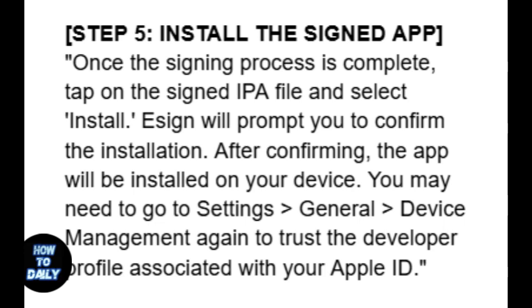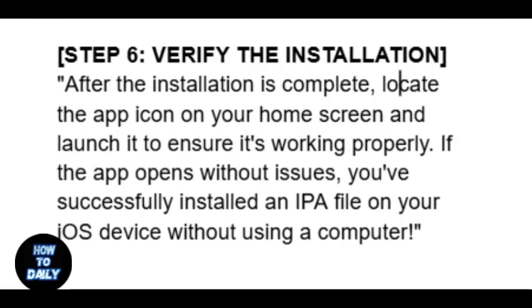Now after the installation is complete, locate the app icon on your home screen and launch it to ensure it is working properly. And that's it. You've now learned how to use eSign to install IPA files directly onto your iPhone or iPad without the need for a PC.